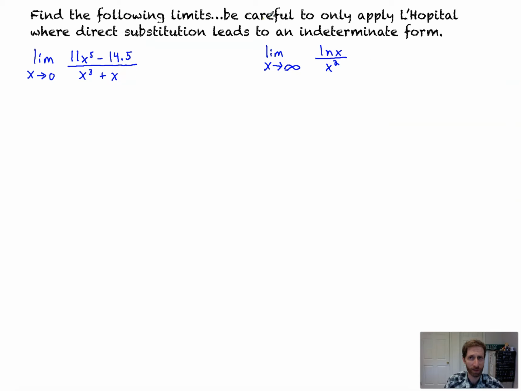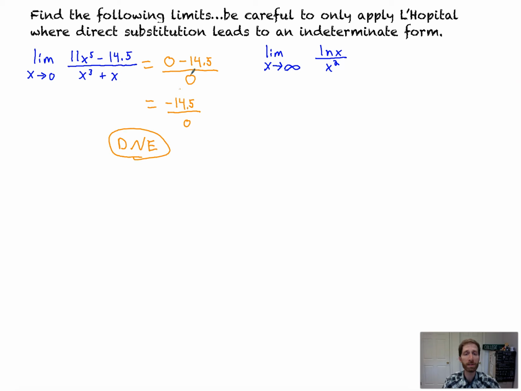It says find the following limits. Be careful to only apply L'Hopital where direct substitution leads to an indeterminate form. Okay, so direct sub in, we'll plug in 0. 0 to the 5th is 0, times 11, 0. Minus 14.5. All over, 0 cubed is 0 plus 0 is 0. That's negative 14.5 over 0. Now be very careful here. So this is undefined. So I'll just put DNE. The limit does not exist.